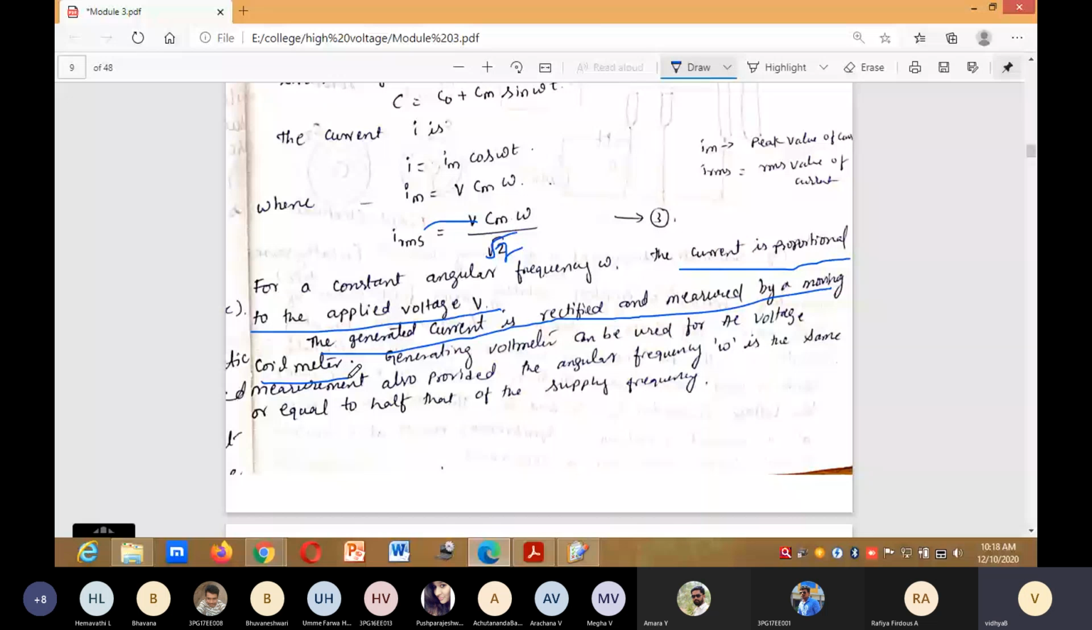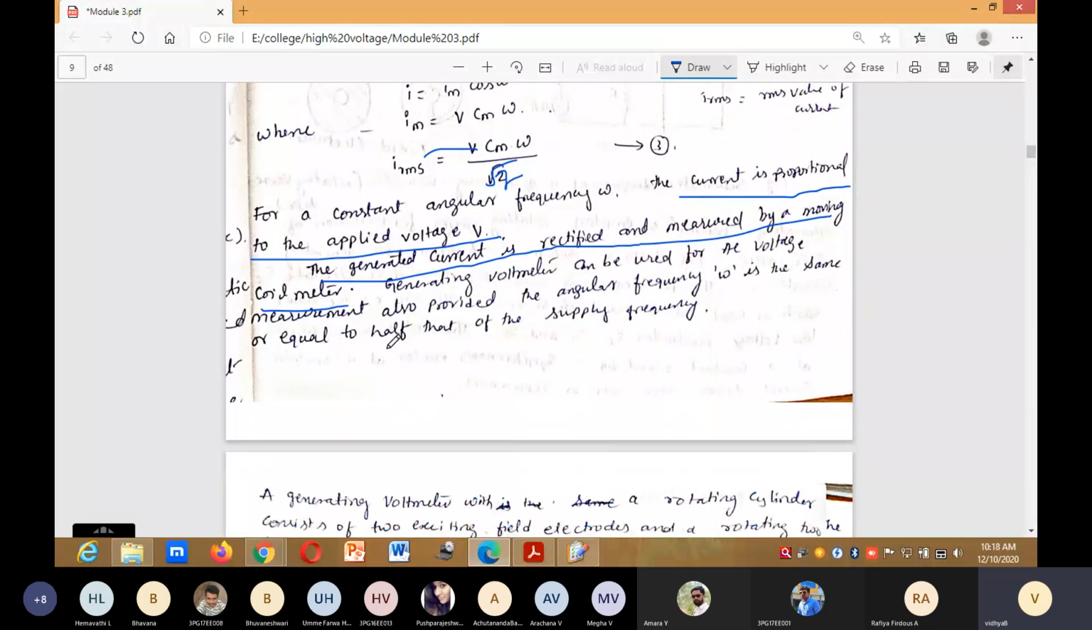Next, a generating voltmeter can be used for AC voltage measurements also, provided the angular frequency omega is the same as, or equal to, that of the supply frequency.